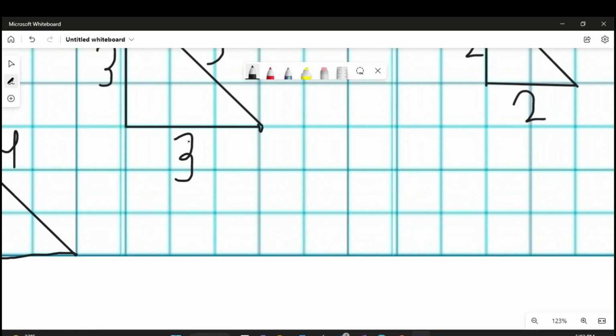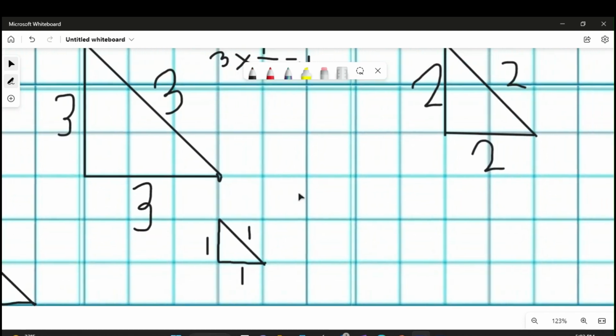Okay, let's draw this. A 1 by 1 by 1 triangle would be the resulting shape. Let's move on to the next practice problem.